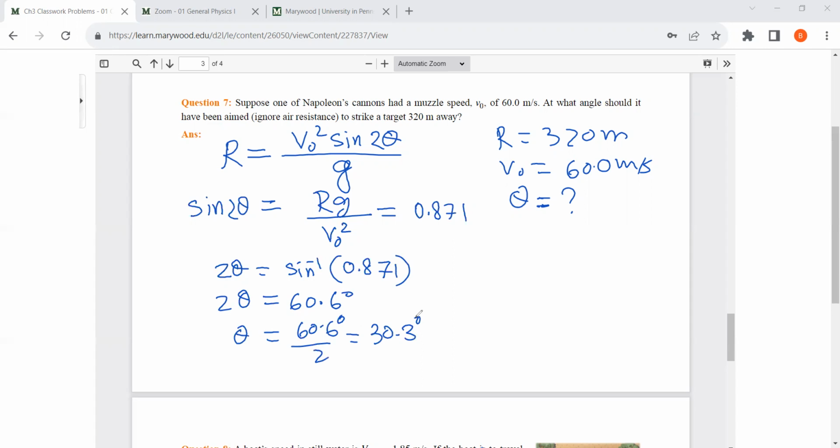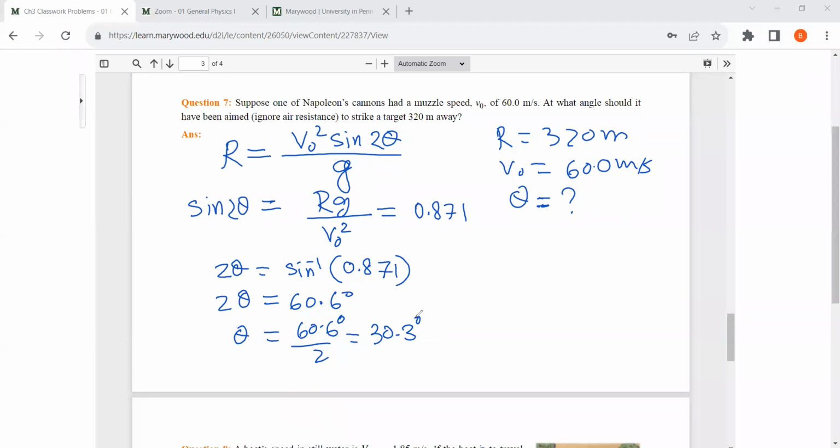Now, if Napoleon projected this cannon at 30.3 degrees, it would strike the target 320 meters away. But here is another twist.